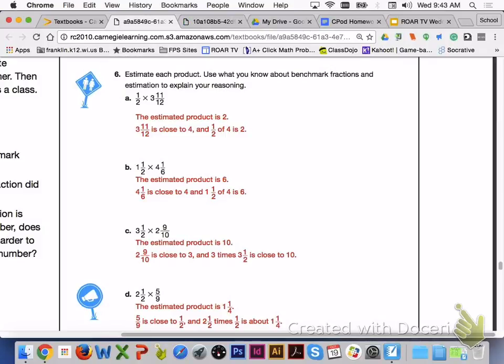For number 6, letter A, the estimated product is 2. 3 and 11/12 is close to 4, and half of 4 is 2. Letter B, the estimated product is 6. 4 and 1/6 is close to 4, and 1 and a half of 4 is 6. For letter C, the estimated product is 10. 2 and 9/10 is close to 3, and 3 times 3 and a half is close to 10. And finally, for letter D, the estimated product is 1 and 1/4. 5/9 is close to a half, and 2 and a half times 1/2 is about 1 and 1/4.